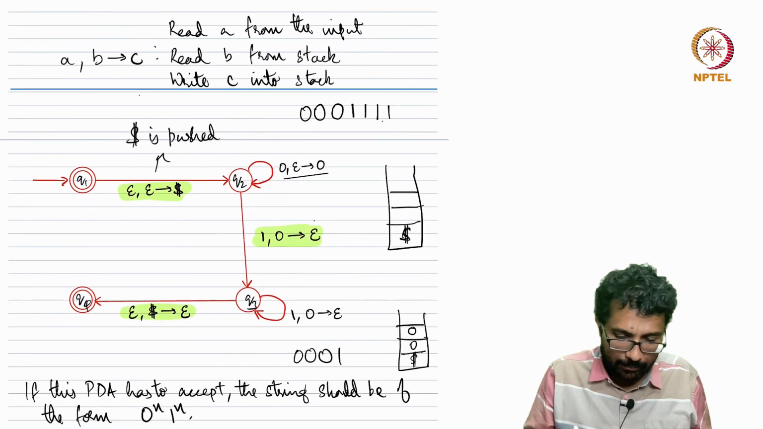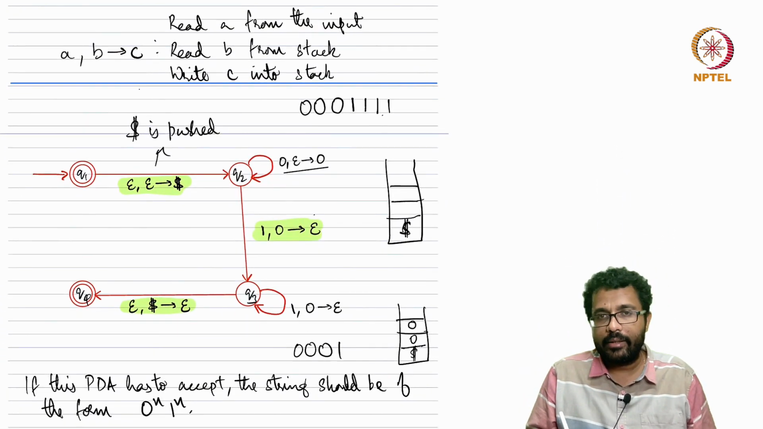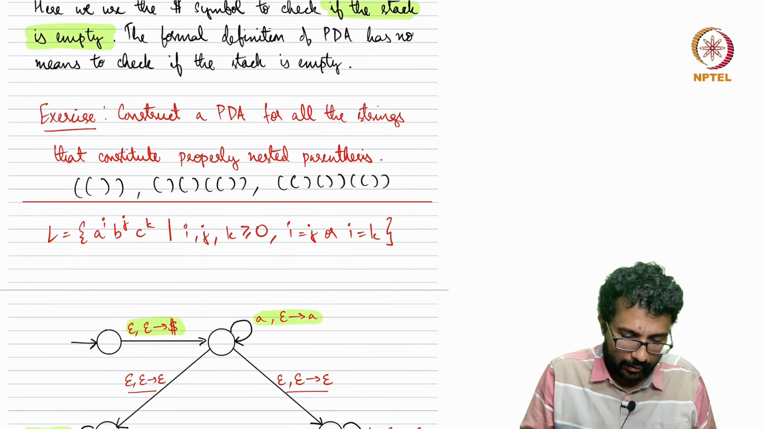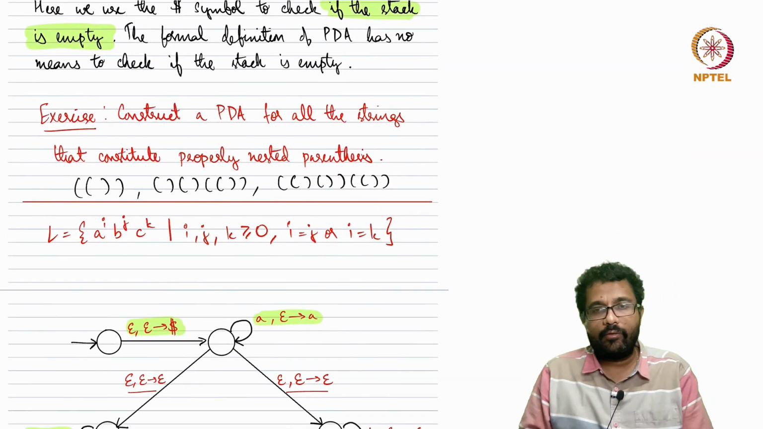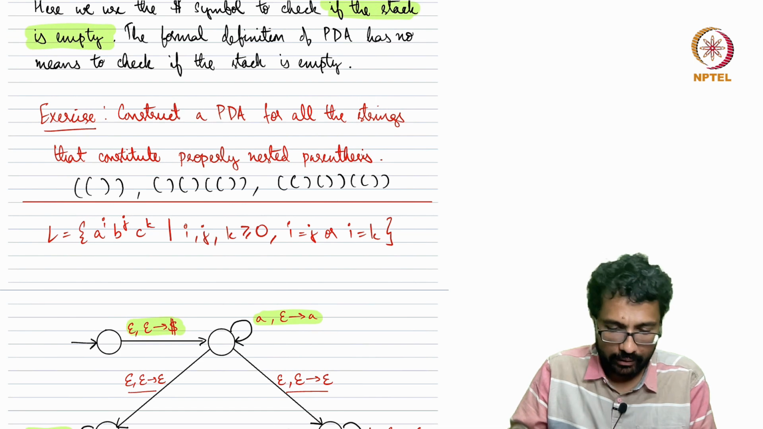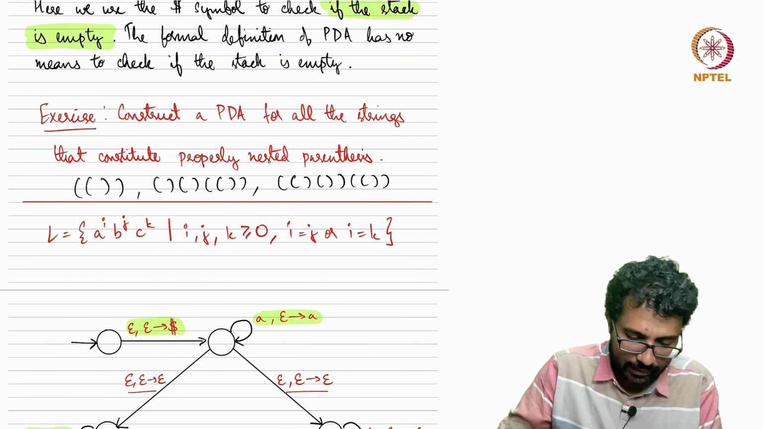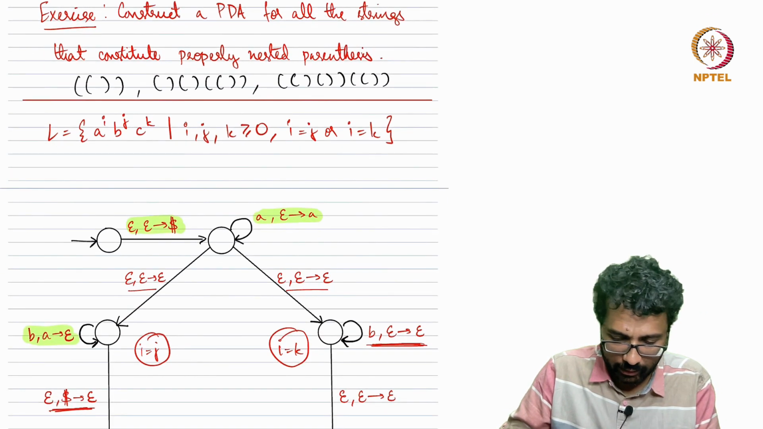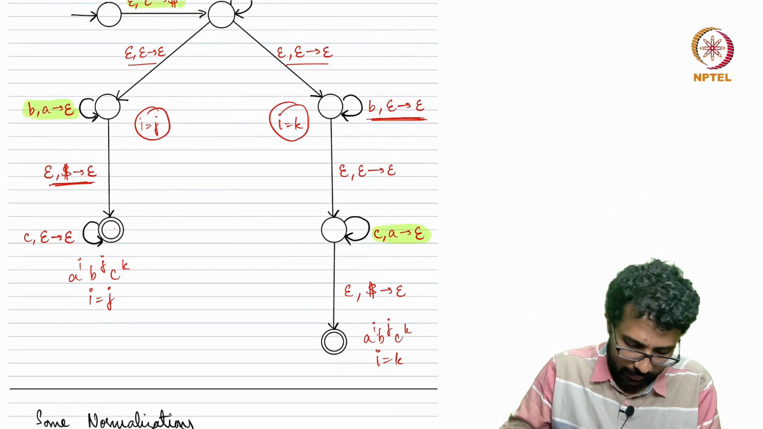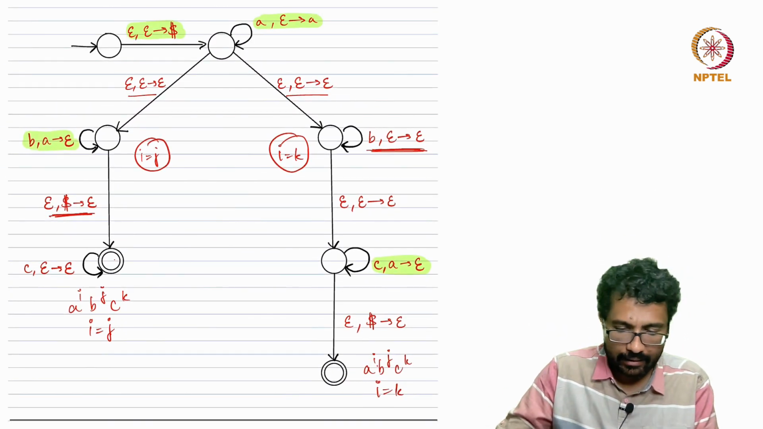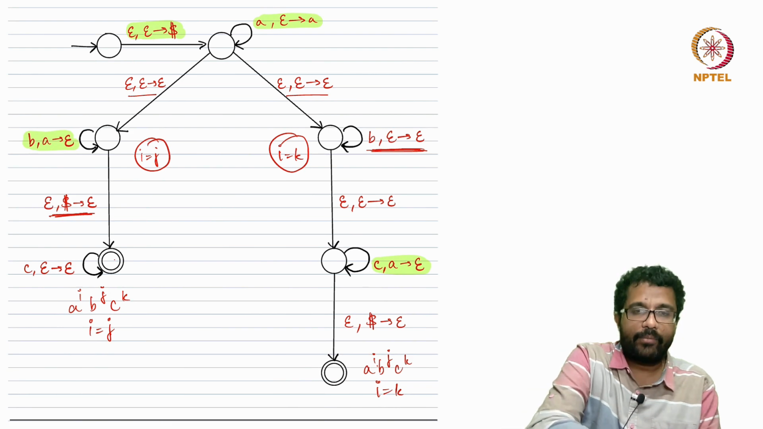Then we saw some examples. One was 0 power n, 1 power n, and the second was a power i, b power j, c power k, where i equals j or i equals k. We also had this exercise for properly nested parentheses that you can work out, and there are some other properties that we will see in the next lecture, but for now I'll stop.